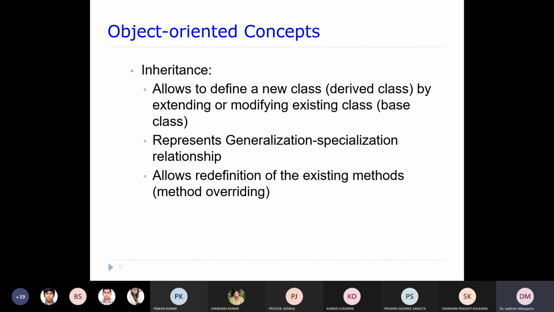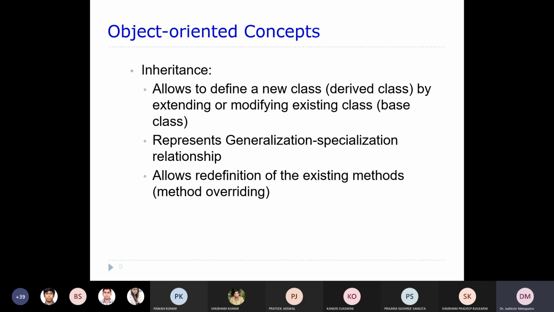There is also a concept of method overloading. As part of a particular class, maybe a derived class or a base class, you can have two similar methods. The same sort of method, but they will have different forms.